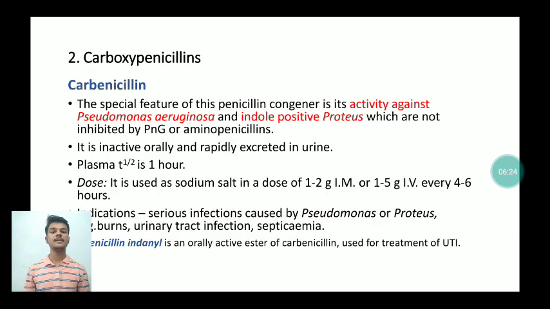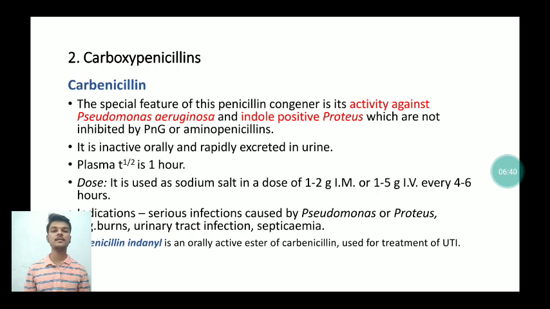Now the second category is carboxypenicillins. In this, the first drug is carbenicillin. The special feature of this penicillin congener is their activity against Pseudomonas aeruginosa and the indole positive proteus, which are not inhibited either by penicillin G or by the aminopenicillins.